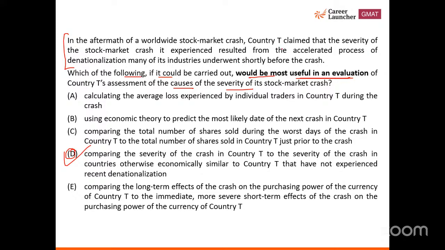So here it simply says, what is the cause? Denationalization is the cause of the severe crash. All we have to do is identify if denationalization is actually the cause or not, right? That is what we have to identify. Now, D is the only logical choice because it simply asks the relevant question: let's compare. We are saying that denationalization is the cause. Let's find out what happens when there is no denationalization, right?